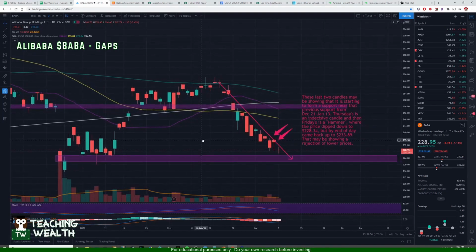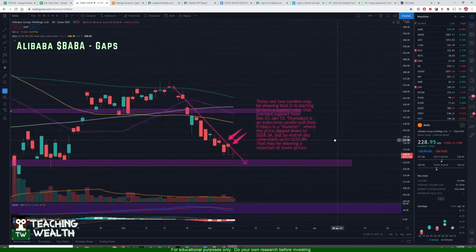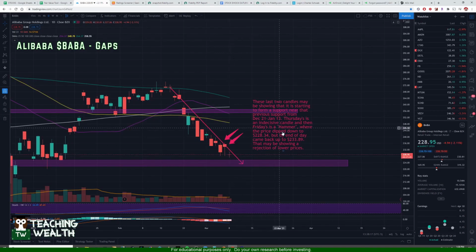I think the most likely thing for BABA at this point is that it hits around this area that it's hitting at right now. You see it formed this support back here, back in January, and now it's kind of forming it again. This support is holding. Most likely, in my opinion, for BABA is it's going to bounce between this support and resistance at least for the next couple months.